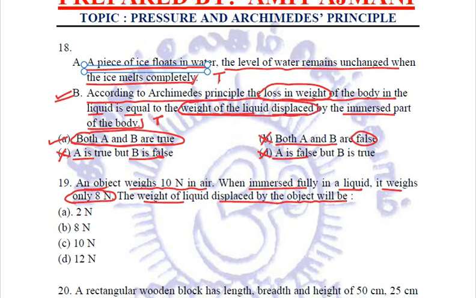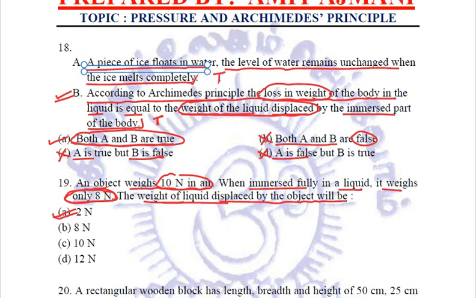What exactly is the loss in weight of this object? It was 10 Newton in air. In liquid it is 8 Newton. So the loss in weight is 2 Newton, and hence the weight of liquid displaced will also be 2 Newton according to the Archimedes principle.